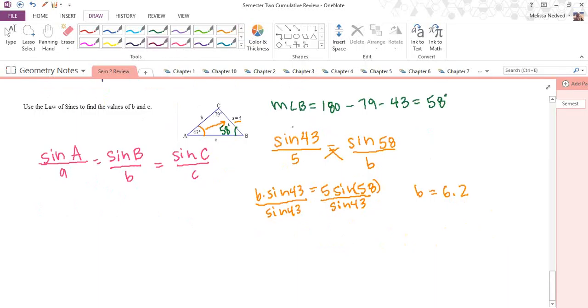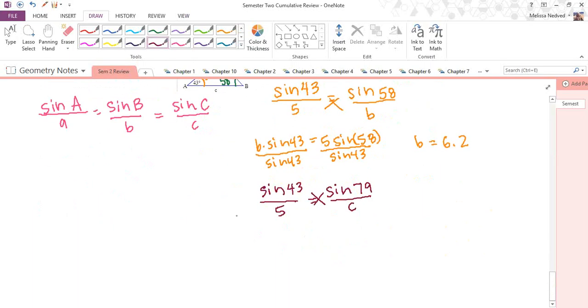And our last one here is we do want to find C as well. So I'm going to still start the same way I started the last one. Sine of 43 over 5, the angle I know and the side opposite it. And set that equal to sine, I'm looking for side length C, so I need to use angle C, which is 79, over lowercase c. And again, we're going to cross multiply to solve. So I get C times sine of 43 is equal to 5 times sine of 79.